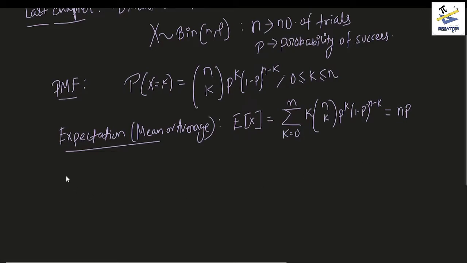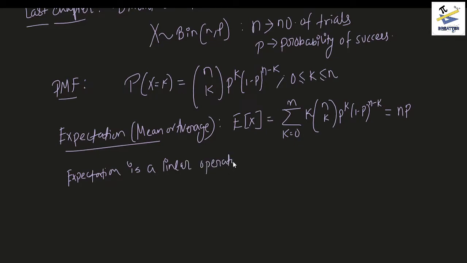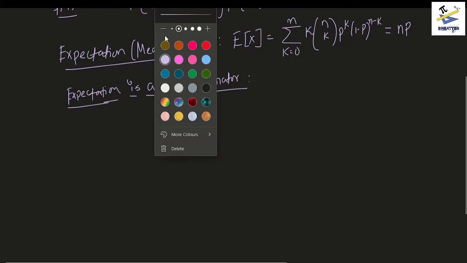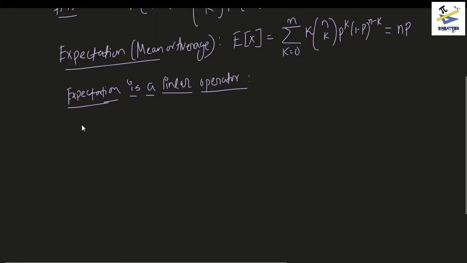See, expectation is a linear operator. Now the term might be easy to understand, but it is not as easy as it looks, because a linear operator has its own properties which we need to define. So defining that, we can show here what a linear operator is first, and then we can move on.